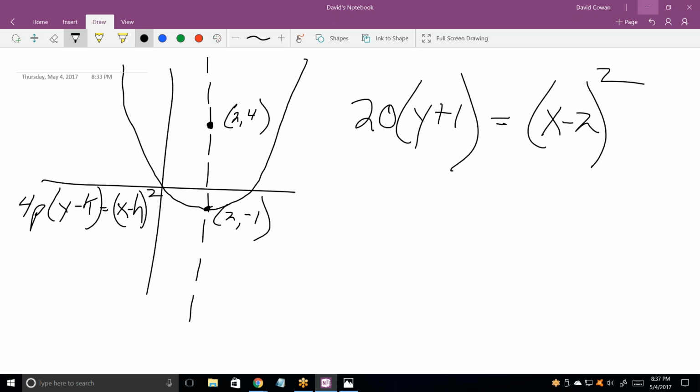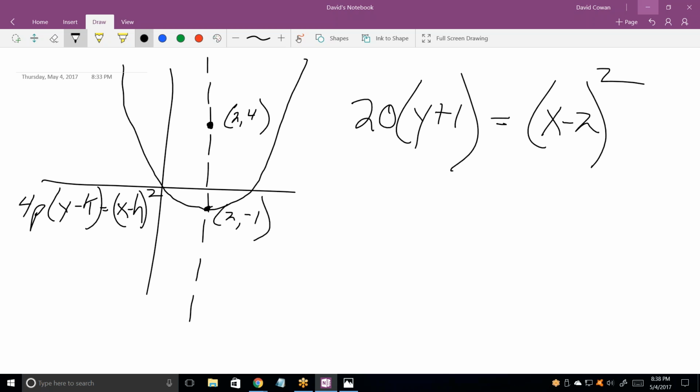So we got the 20 from 4 times 5. Exactly. 20 times (y plus 1). So, y minus k, where k is negative 1 right here at the vertex? K is the y coordinate of the vertex. H is the x coordinate of the vertex. Correct. 4p. So if you can calculate p and you have the vertex, that's all you need for the equation: p, k, and h. Okay?